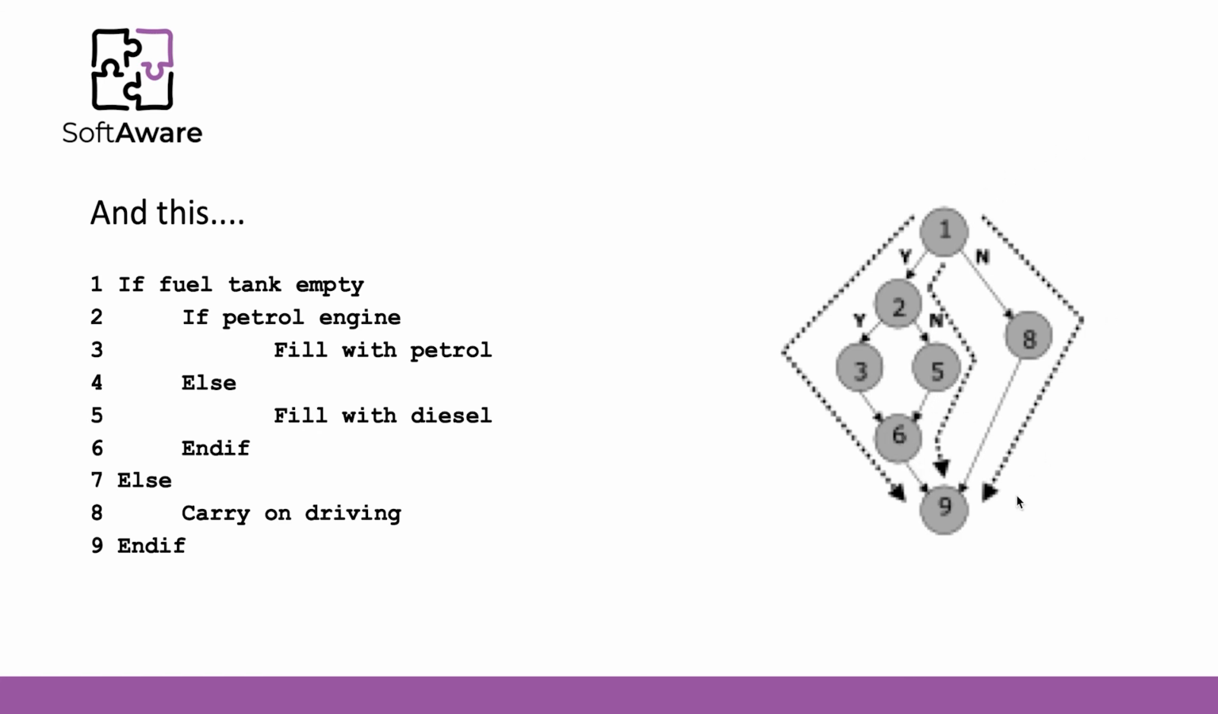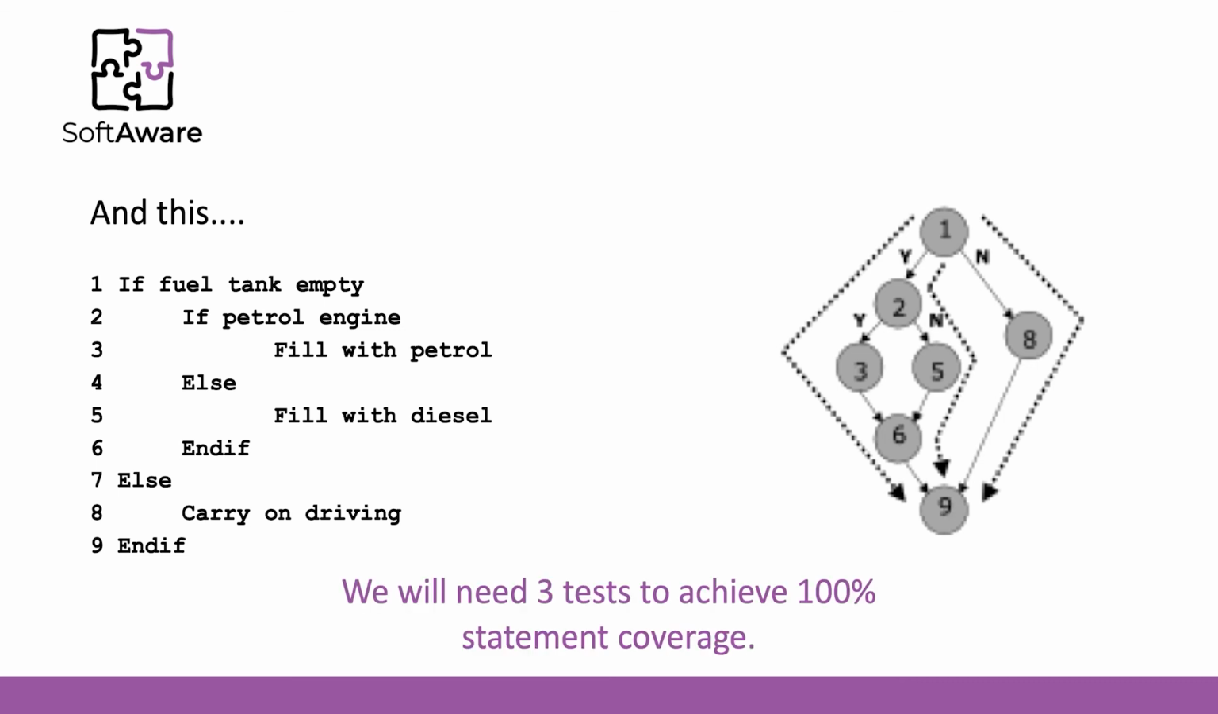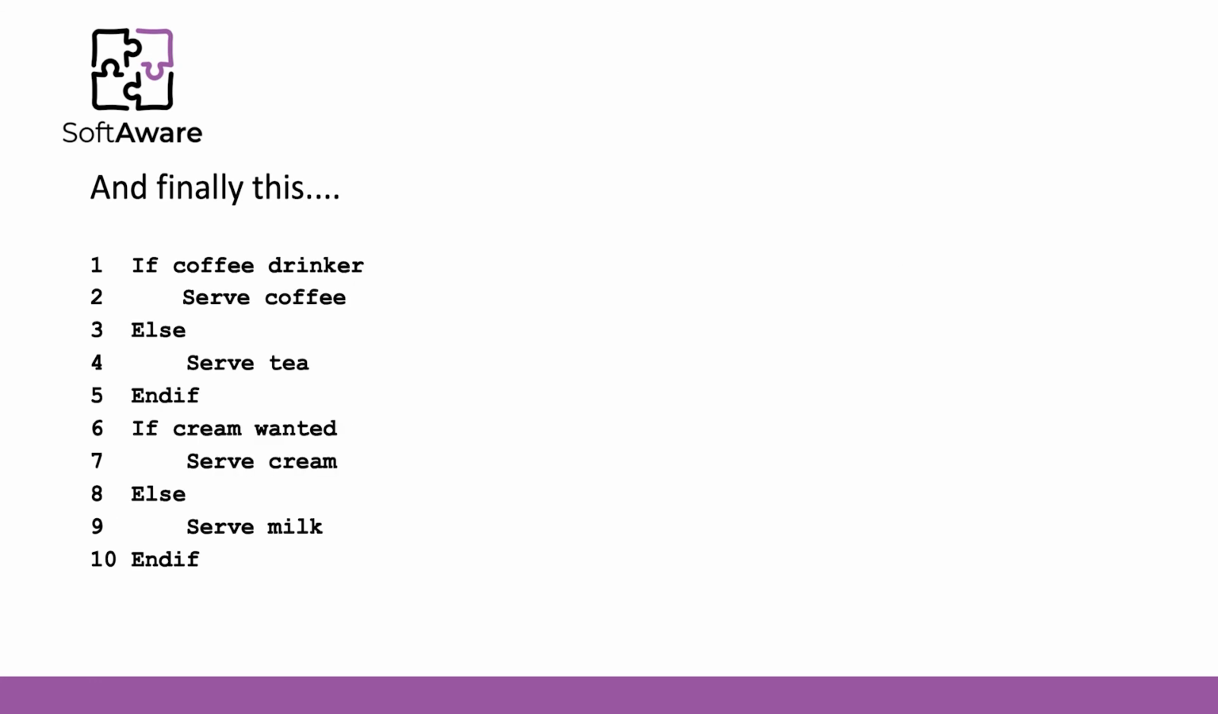Regarding test case number 3, one good example for the design of this case and the test case conditions is that the fuel tank is not empty. So if the fuel tank is not empty, I carry on driving, and then I get to the end of the code. So basically we will need 3 tests to achieve 100% statement coverage.